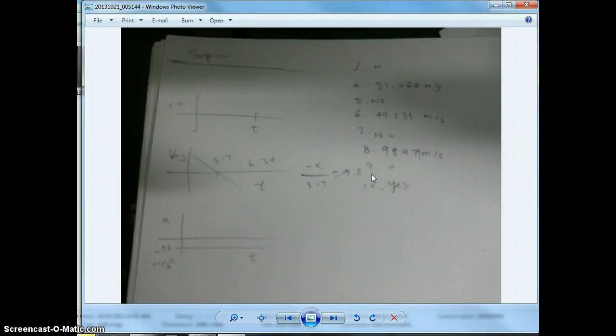Number 9, no, the displacement is 0 because it's change, not distance. Up, down, same distance, no change. Number 10, yes, they're different because displacement and distance are not the same.